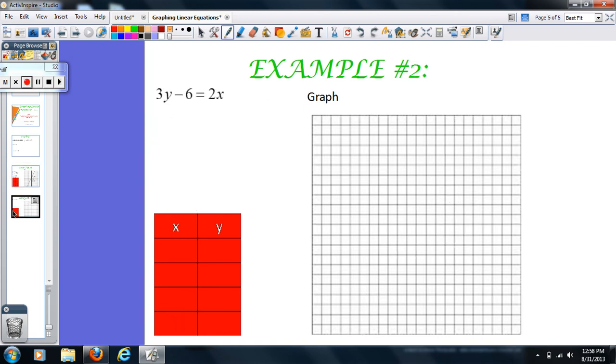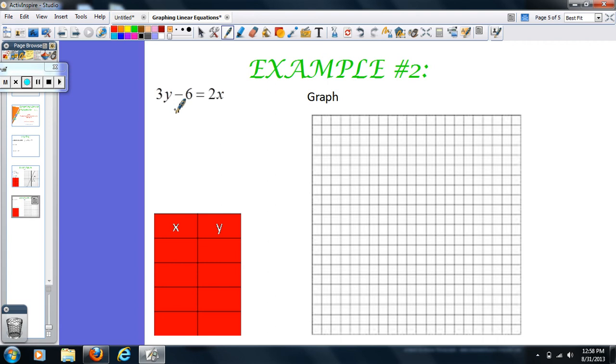Now, when we get to example number 2, we have an equation that is not in the correct order. It's not in slope-intercept form. So I need to get it into slope-intercept form, because graphing it this way is going to be a lot more difficult. I'd actually have to find all the values, okay? So the first thing I want to do is get it in slope-intercept form, which, if we remember from what I showed you just a few minutes ago, is y equals mx plus b. So I need to solve for y.